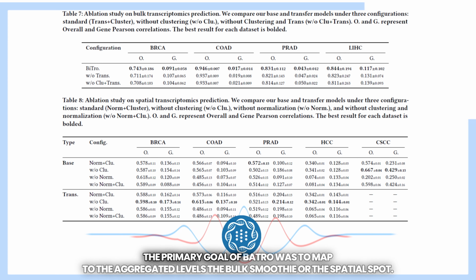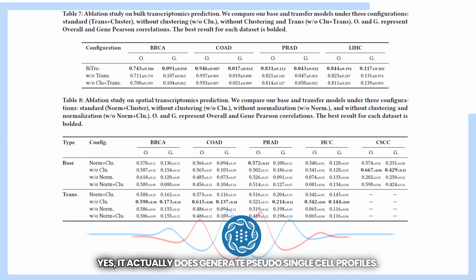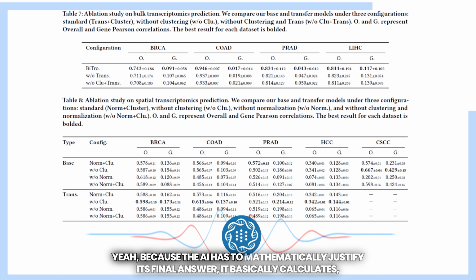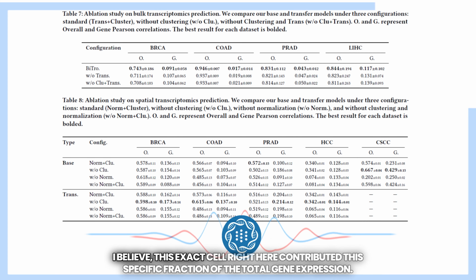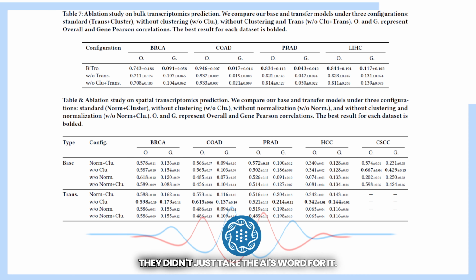Okay. The primary goal of BiTro was to map to the aggregated levels, the bulk smoothie or the spatial spot. However, as a byproduct of how it uses multiple instance learning, yes, it actually does generate pseudo single-cell profiles. Wait, really? Yeah. Because the AI has to mathematically justify its final answer, it basically calculates, I believe this exact cell right here contributed this specific fraction of the total gene expression. And they actually tested those microscopic guesses, right? They didn't just take the AI's word for it.